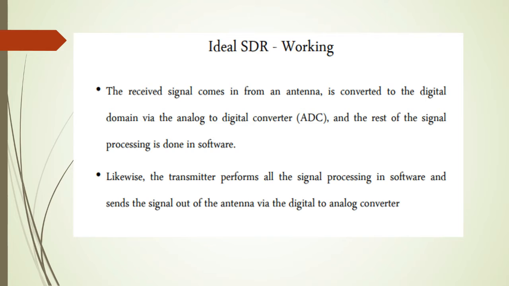So in an ideal SDR, two hardware components are used. One is the antenna, and the other is the analog to digital converter and digital to analog converter. Both are hardware. All the remaining processes are done by software. In SDR, mostly some or all physical layer functions are software defined, but the antenna and the converters, ADC and DAC, are hardware. The rest of the signal processing is done by software. The transmitter performs all the signal processing in software, but the sending of the signal out of the antenna is done by the digital to analog converter.